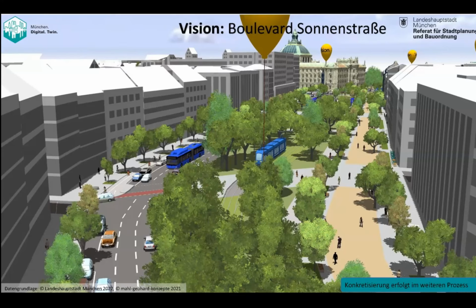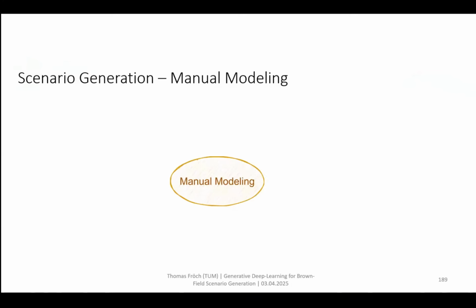And the answer, the state-of-the-art answer is quite simple. It's manual modeling at the moment most of the times. This is a pity because this comes with several limitations. And the first one is temporal limitations. Of course, it takes very long to do this.